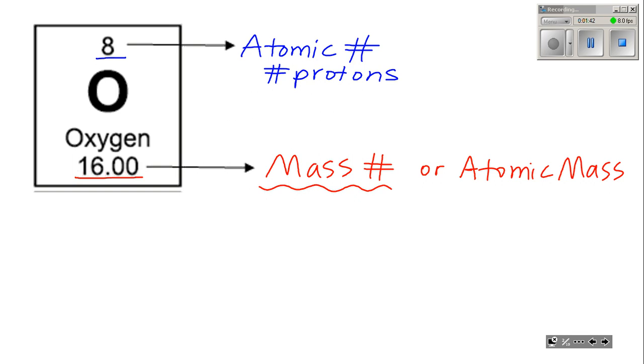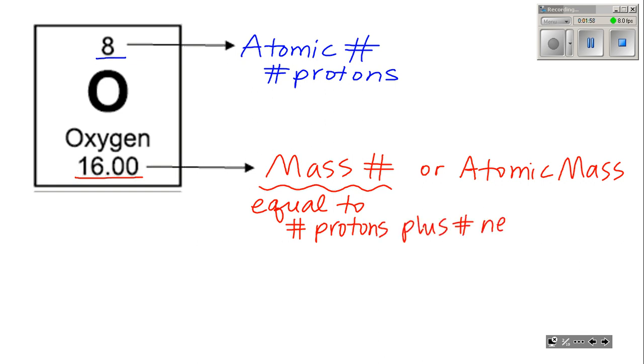The mass number is really where the weight of the element is. The mass number of an element is always going to be equal to the number of protons plus the number of neutrons. We're going to do some pretty simple math with all of that. Again, atomic number will always tell you how many protons you have, and mass number is your protons plus your neutrons. So we're going to have to be able to add that up.